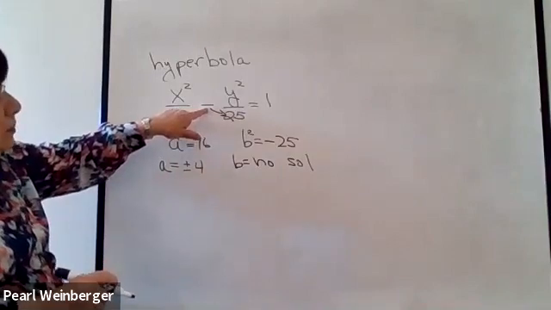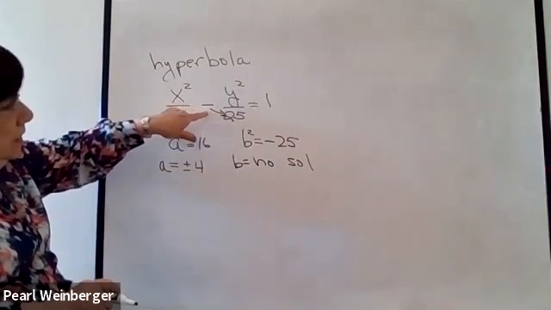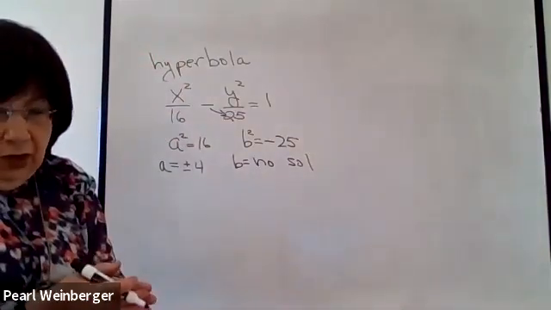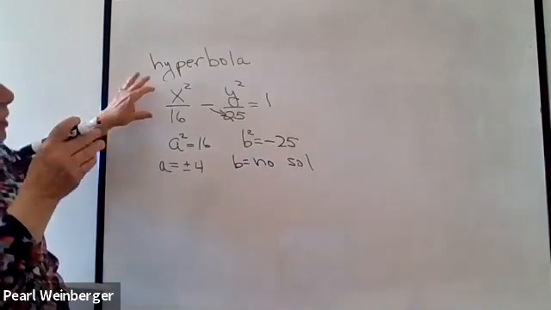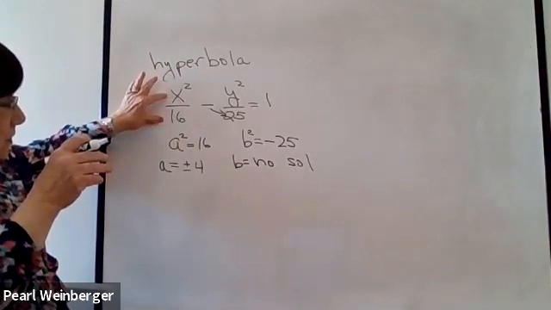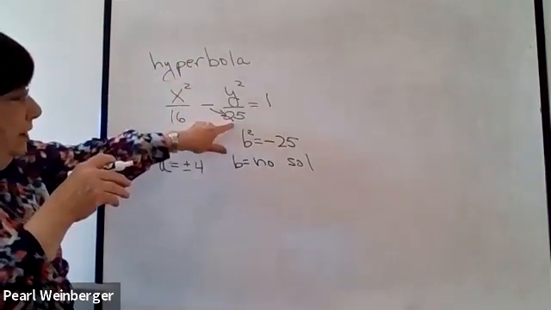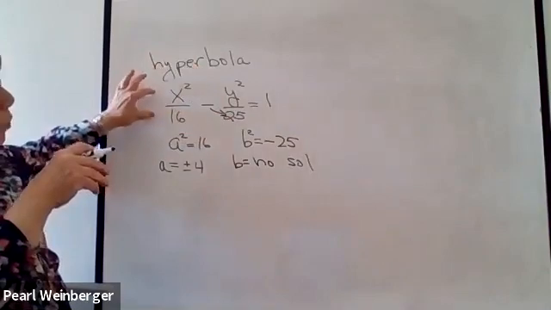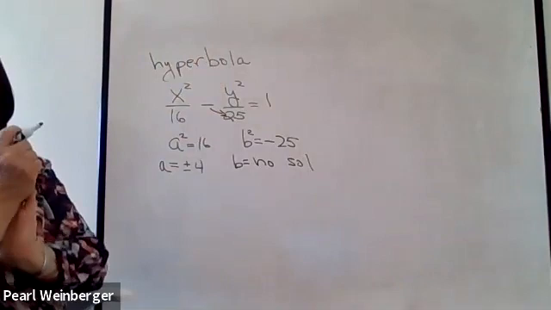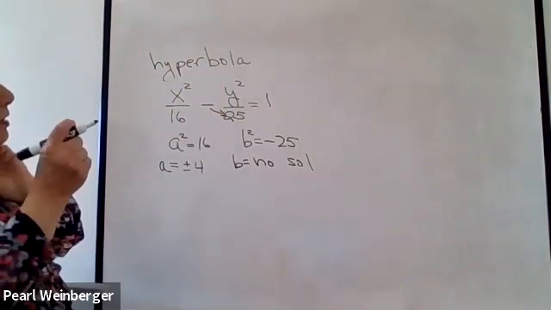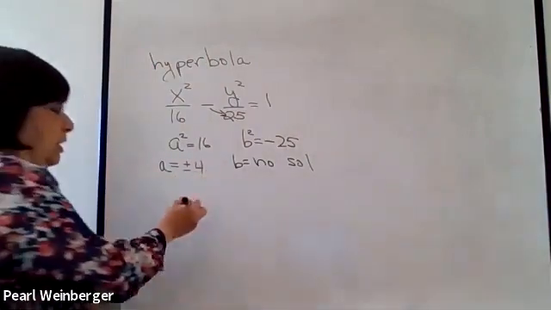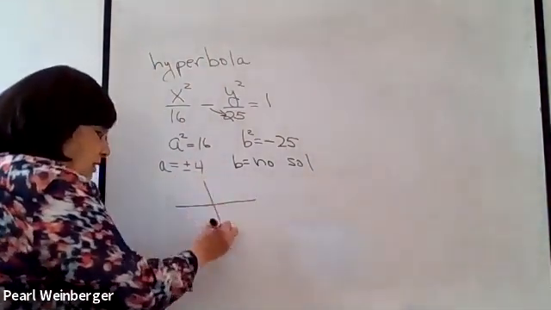The fact that there's a minus in between them means that there isn't both an x and a y intercept. There can only be x-intercepts when the x squared is positive and no y-intercept. But if it would have been y squared minus x squared, then we would have had y-intercepts and no x-intercepts. So what does that mean? This graph is going to look essentially like this.